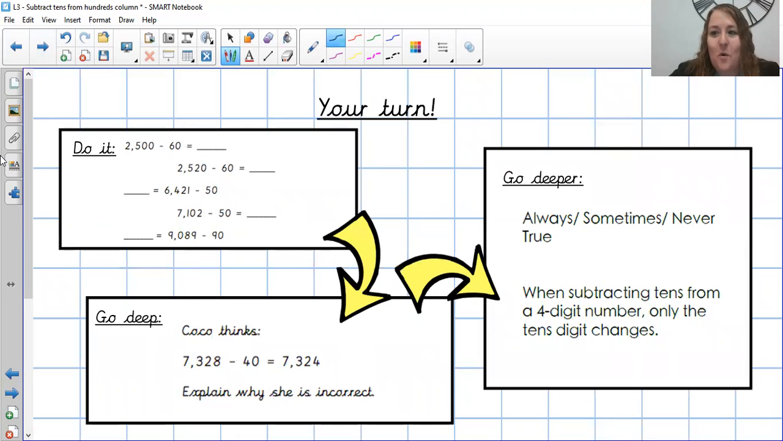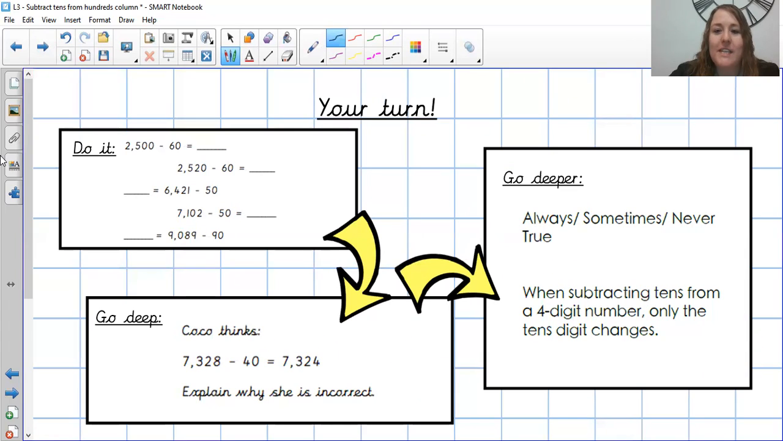Your task today then is quite straightforward. You have 5 do-it tasks, exactly the same as we've just done. You are more than welcome to use the number line if you'd like to. I would always suggest circling those middle 2 numbers, the hundreds and the tens, and circle the tens number that you are subtracting, because it really helps me to see it visually when I'm working it out in my head. You then have a Go Deep Coco challenge, explain why she is wrong. Maybe she's done a similar mistake to Emmett, you'll have to find out.